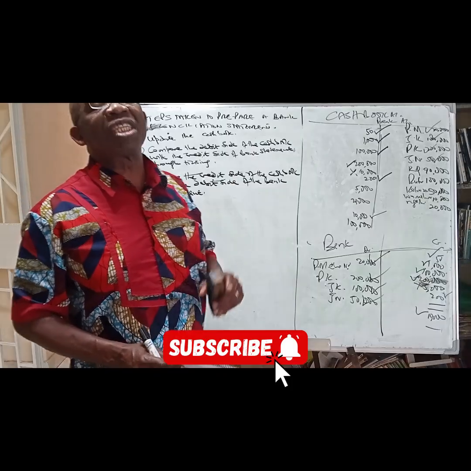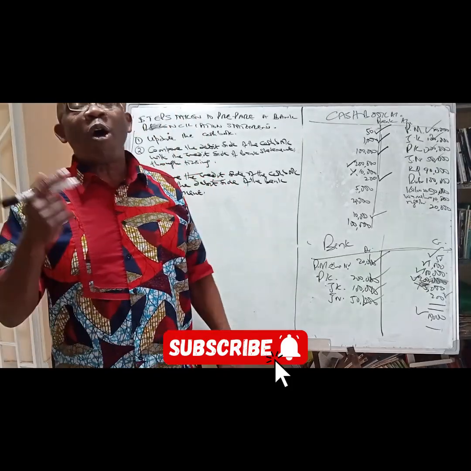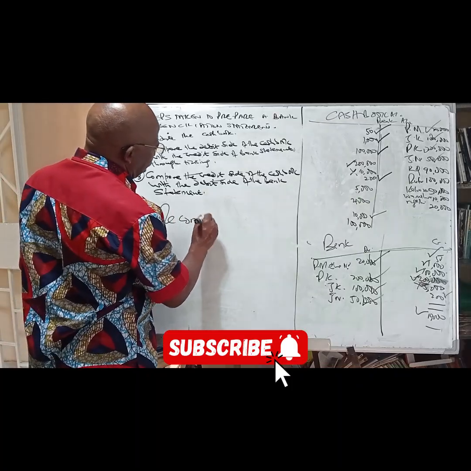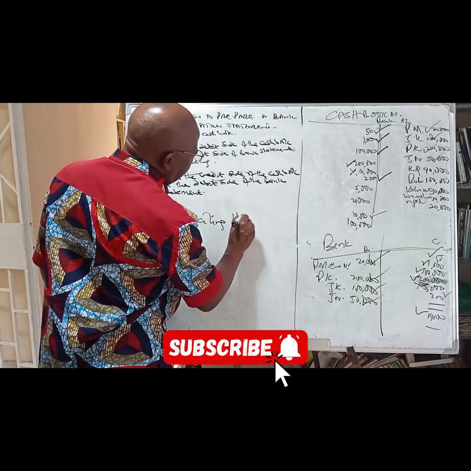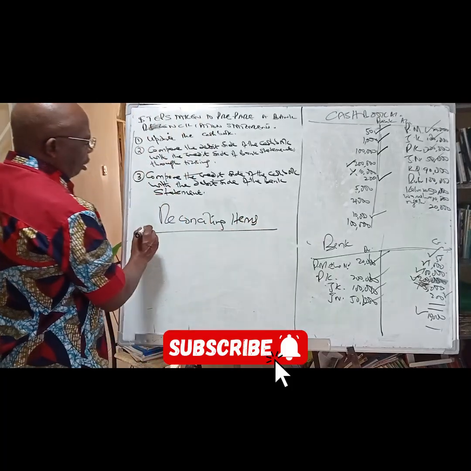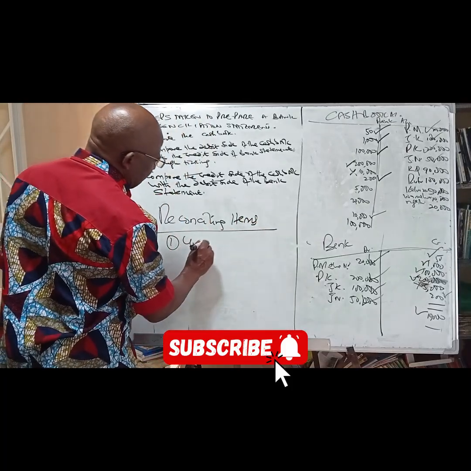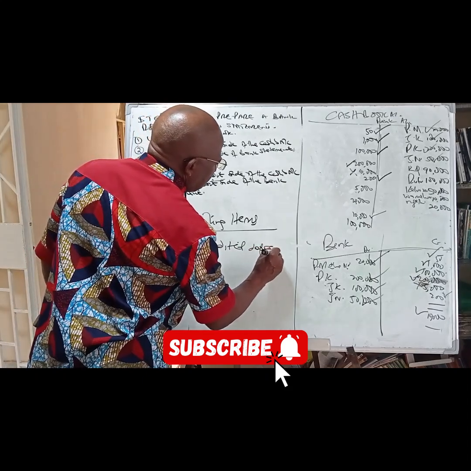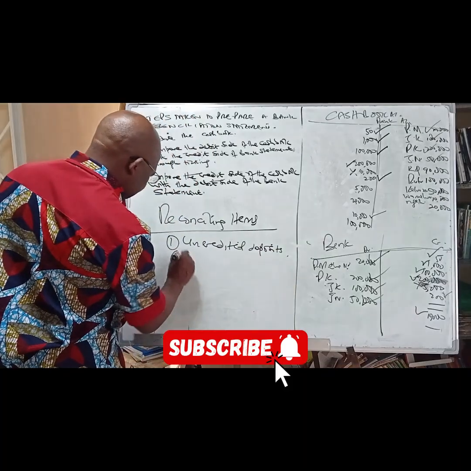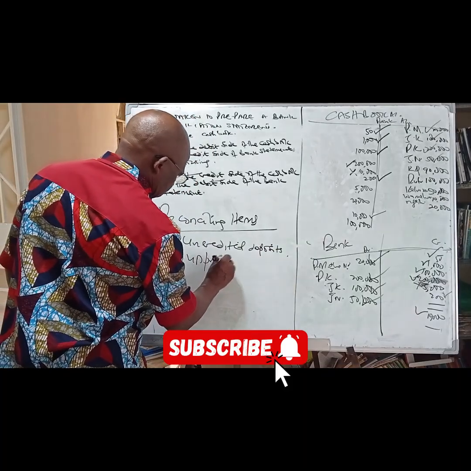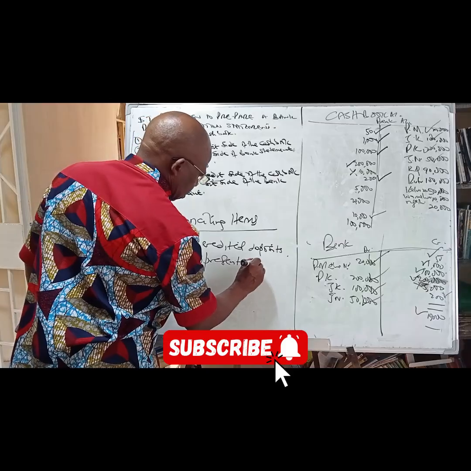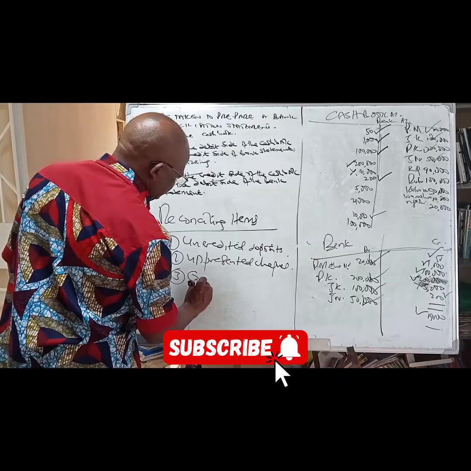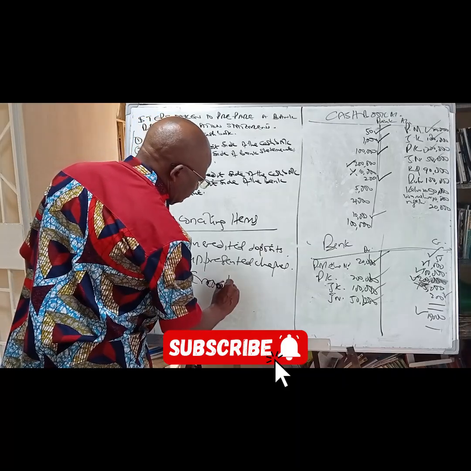It is worth noting. Ordinarily, reconciling items are usually three types. Reconciling items are usually how many types? Three. Three only. Number one, uncredited deposits, unpresented checks, and errors by the bank. Errors by what? By the bank.